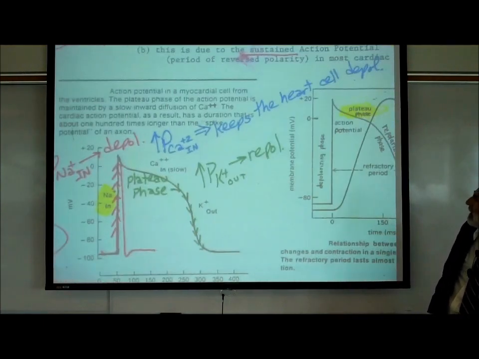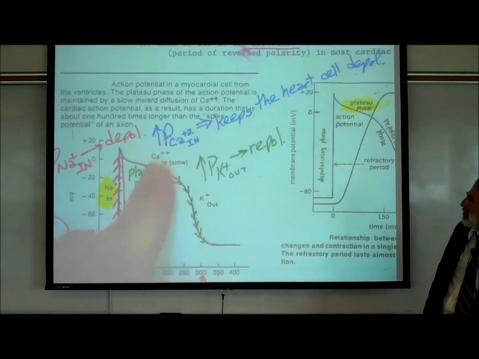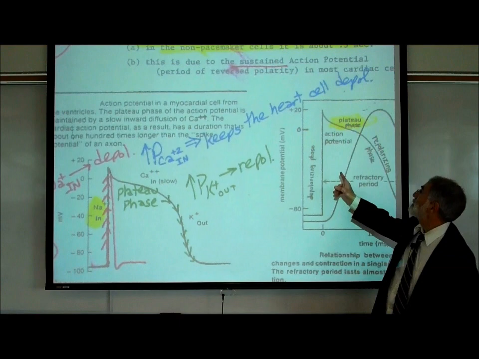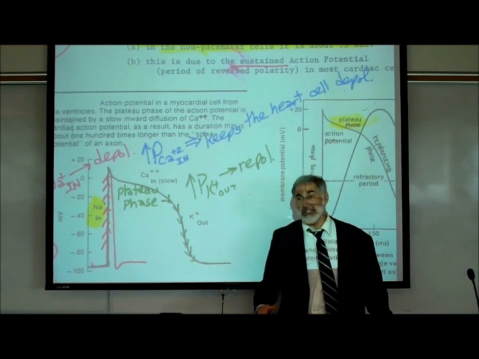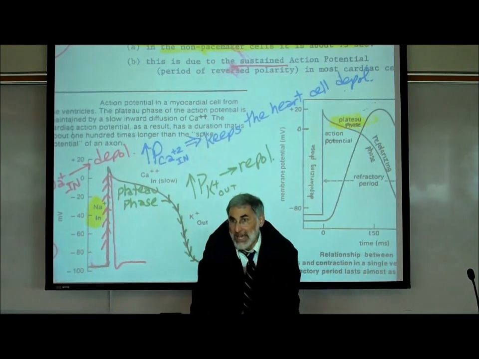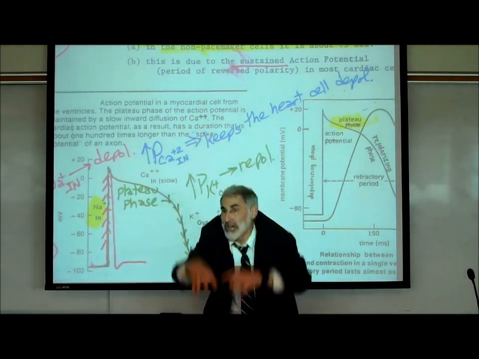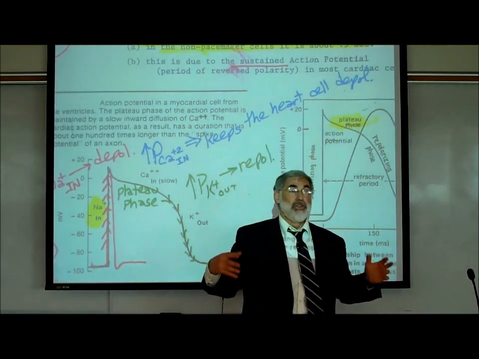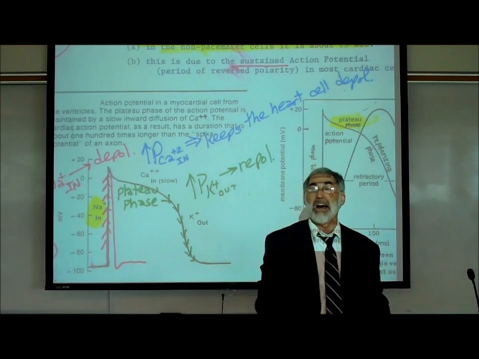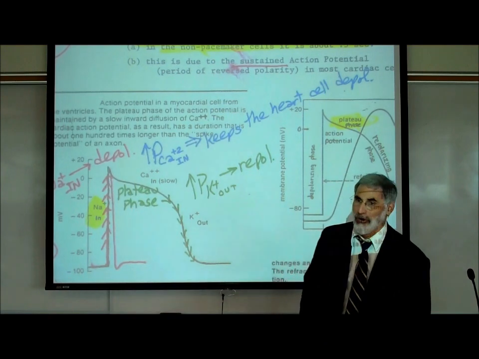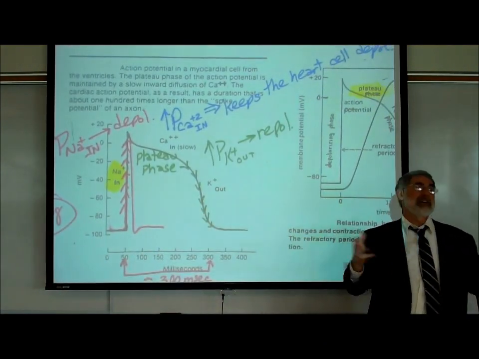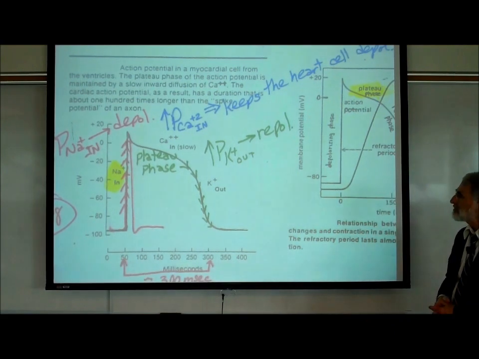So we wrote here that as long as there's this increased permeability to calcium flowing in, that keeps the heart cells depolarized. Because clearly, if first positive charged sodiums flow in, and then followed by positive charged calciums flowing in, you can't return the inside of the cell back to being negative as long as positive charges are flowing into the cell. Finally, when the positive charged potassiums flow out, then you can repolarize it.